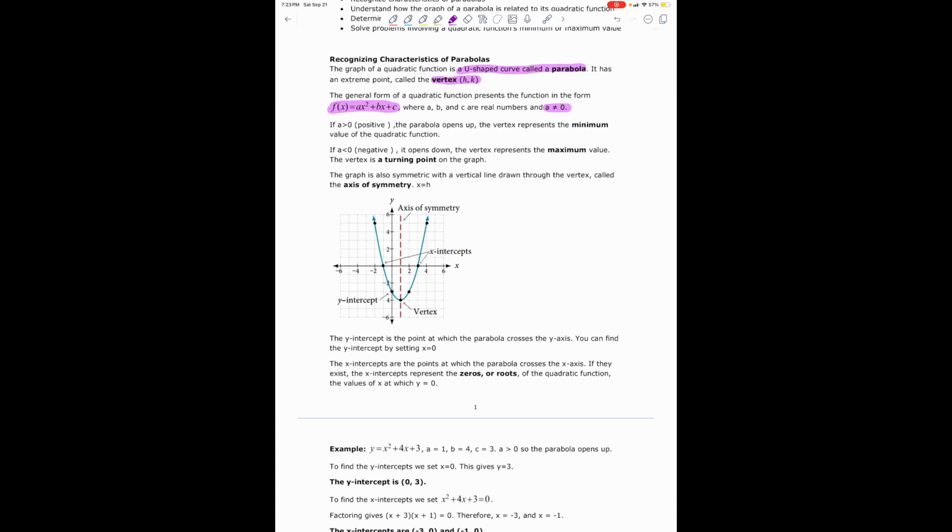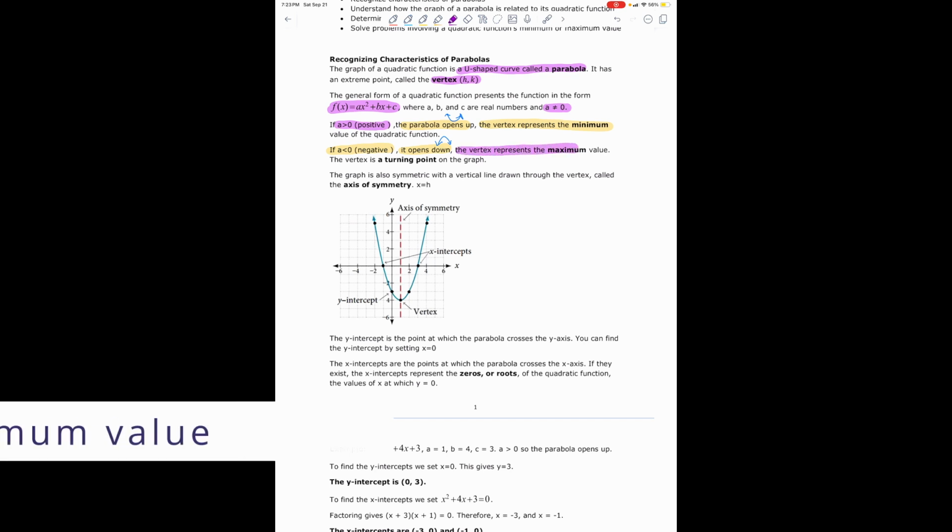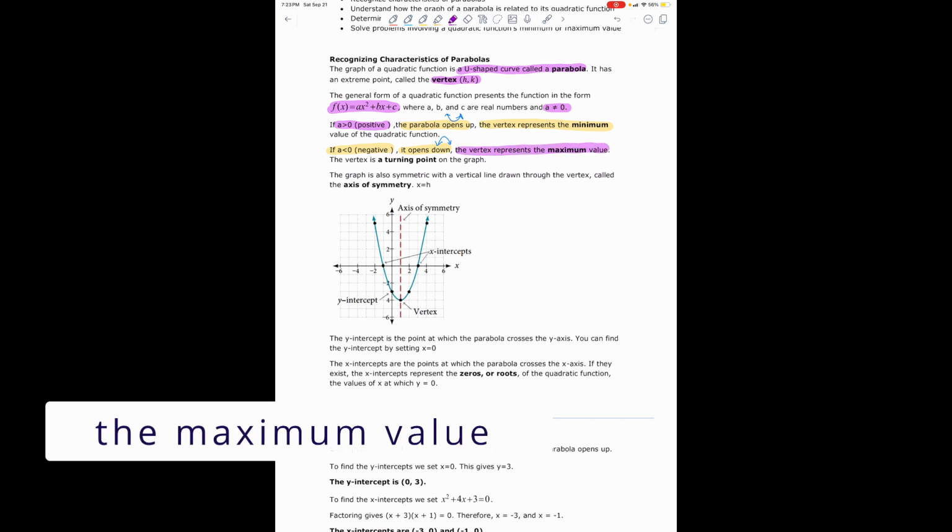If a is positive, which is the leading coefficient, the parabola is going to open upwards. It's going to look like this, and the extreme point, or the vertex, is going to represent a minimum value of the quadratic function. If a is negative, in other words, it's going to open downwards. So it's going to look like this. That is, if the leading coefficient is negative, then the vertex is going to represent the maximum value of the quadratic function.